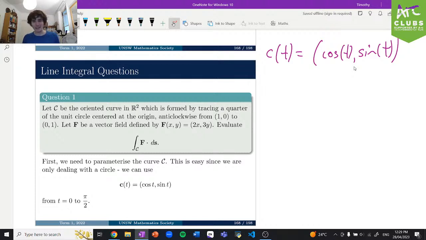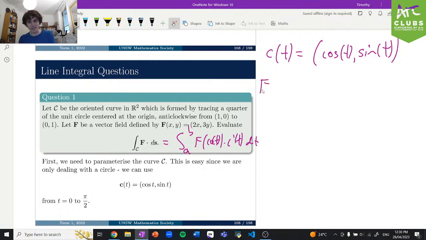So now that we've done that, all we have to do is chug and plug it into our formula, right? Remember, we can express this as the integral from a to b of f of c of t dotted with c dot of t dt. So we need to evaluate what f of c of t is, and what c dot of t is.